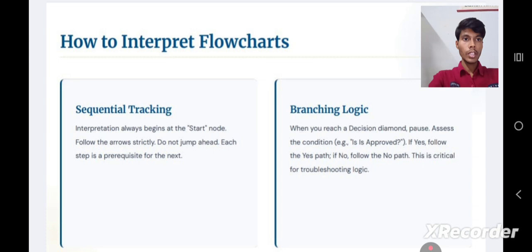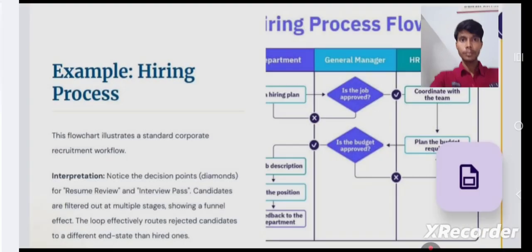Branching logic. When you reach a decision diamond, assess the condition. Example: is it approved? If yes, follow the yes path; if no, follow the no path. This is critical for troubleshooting logic.